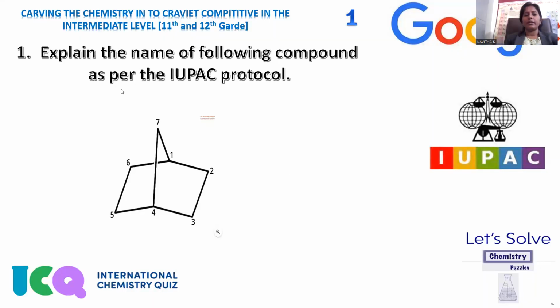Explain the name of the following compound as per the IUPAC protocol. IUPAC stands for International Union for Pure and Applied Chemistry. As per the IUPAC, what will be the name of this compound we have to assign, right? This is the kind of compound where you can find 1, 2, 3, 4, 5, 6, all 6 present in one cyclic ring, and another with 1, 4, 5, 6, 7. This is another 5-membered ring. So this is a typical bicyclic system, we can say norbornane. So for this compound, we have to assign IUPAC nomenclature, right?